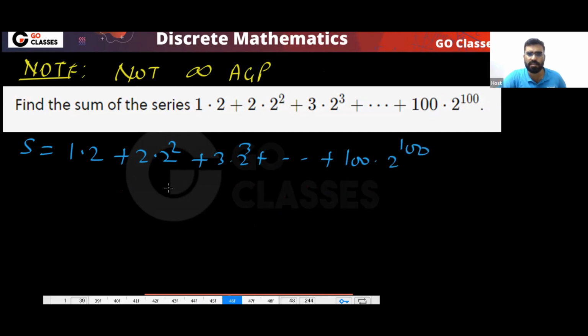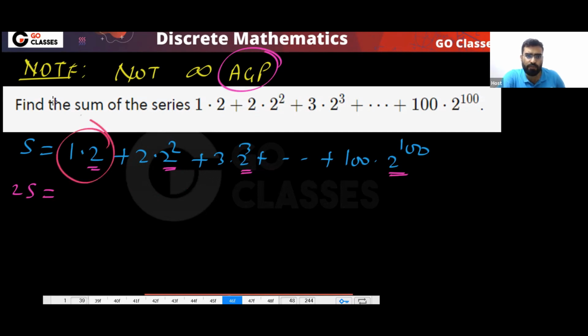Then what is the procedure? Can anyone tell me? We have already taught this procedure. So what should we do? Multiply with the common ratio of the GP. This is your GP going. So you multiply with the common ratio of the GP, then you shift. You write all the terms by shifting it.